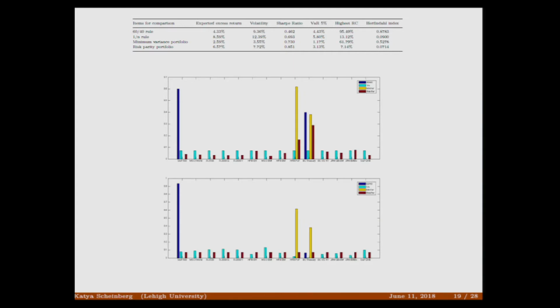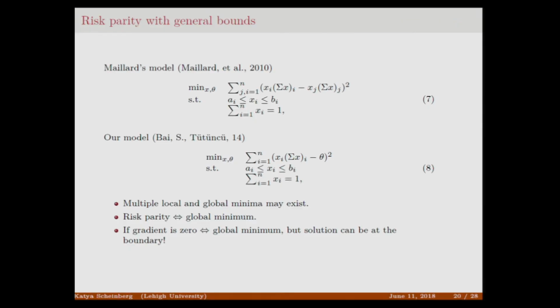I don't have to do this. This is just an example of a particular set of assets, which says that yes, risk parity gives you much better risk distribution than other standard portfolios. So this is the original formulation. We've suggested this formulation. The difference is that we're just introducing a variable theta that has to, in principle, equal all of these. If the actual risk parity solution exists, if the objective function reaches 0, they're both equivalent. If it doesn't, they're not equivalent. This seems to produce better results in our experiments.